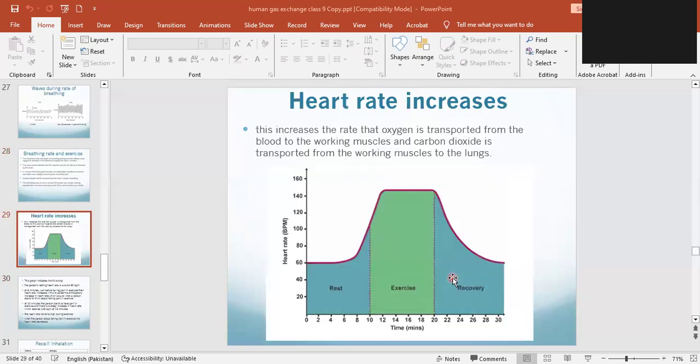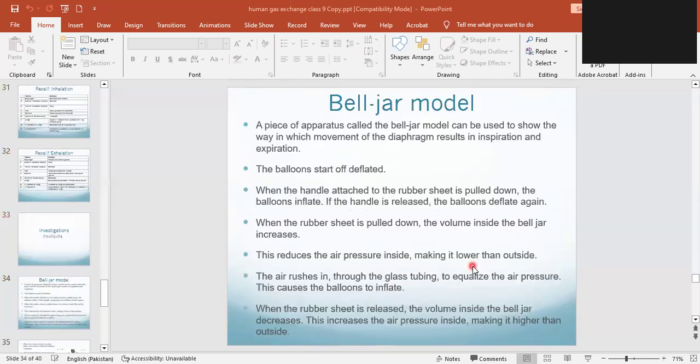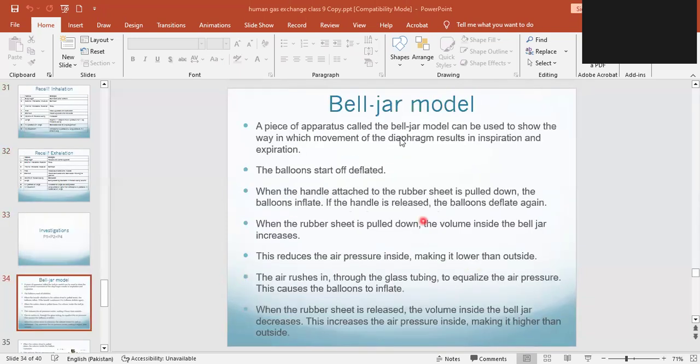Okay, this is one of the graphs. You can study it. At rest, it was constant, but once you started to exercise, it started to elevate, and at a certain point when you stop the exercise, you can see the graph is declining. You are in recovery mode. Your heart rate and your breathing rate are elevated and then recover.